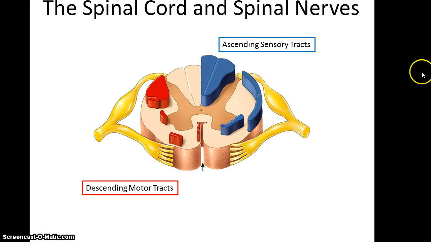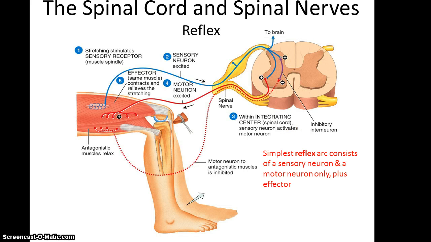It's worth pointing out that you have areas for the ascending sensory tracts for signals going up to the brain, and then you have areas that are specific for the descending motor tracts. However, you don't need to know all their individual names. All right, we're going back to the simplest reflex arc. Again, we talked about this in chapter 16, and that is the simplest. It involves only 2 neurons, although it could be 3, but the simplest has 2.